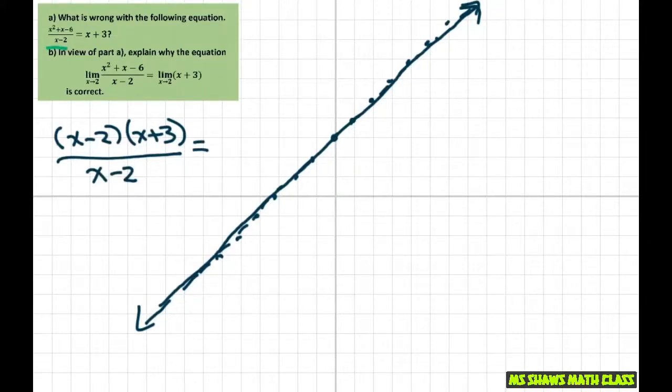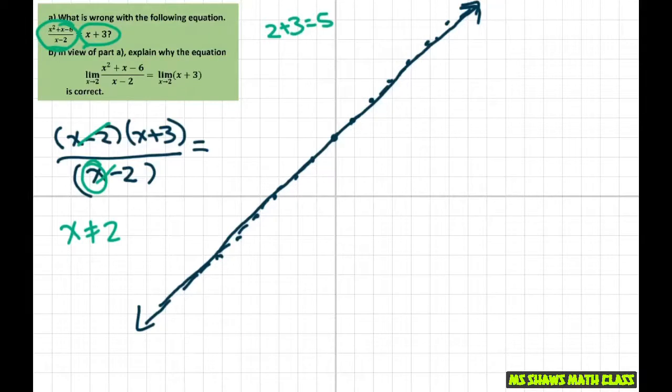And what happens is when you simplify, you can cross these out. But this is the problem. This equation is not defined for x equals 2, because if x is 2, then you're dividing by 0. But if you look at the right side of the equation, it is defined. So you can plug in 2 plus 3 and get 5.